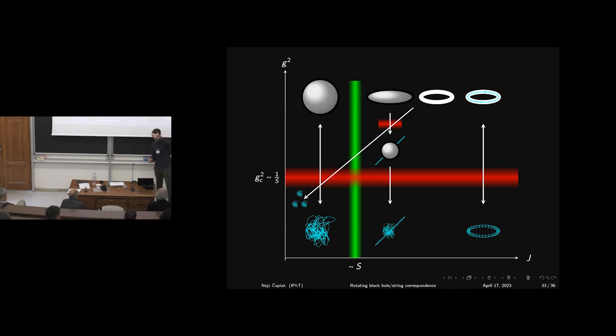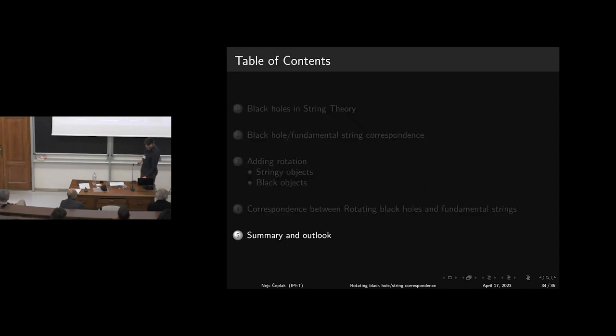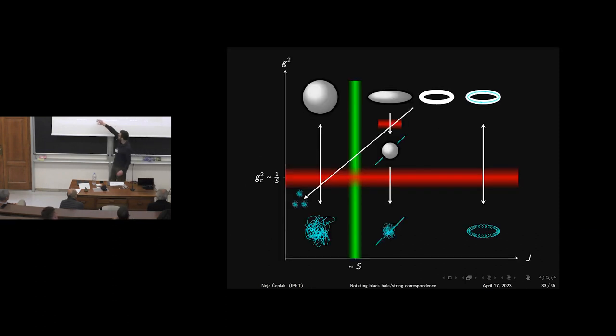So the fate of your string is not exactly the fate of your perhaps corresponding black object, which might be slightly surprising. You want to say that if you go in one direction, it's not invertible. Yes, yes. And this is probably because of the fact that you have instabilities, right? So if you have balls, and if you have your dipole rings, that works completely as normal.